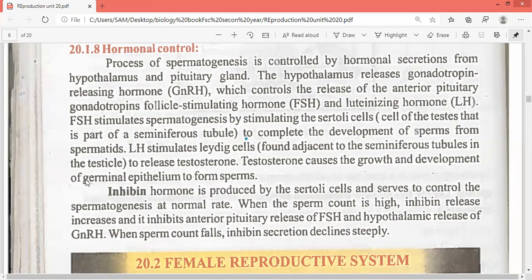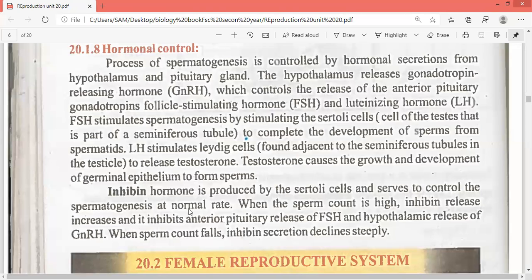So आपके पास higher brain centers में अगर हम देख लें तो gonadotrophin releasing factor है, फिर FSH है, फिर LH है. और अगर हम टेस्टिस के लेवल पर देख लें तो एक हार्मोन है इनहिबिन जो कि सर्टोली सेल्स रिलीज करते हैं ताकि क्या हो, स्पर्मेटोजेनेसिस नॉर्मल रेट पर हो.